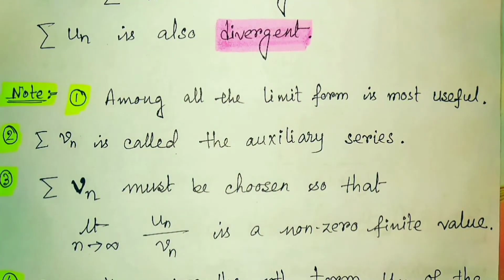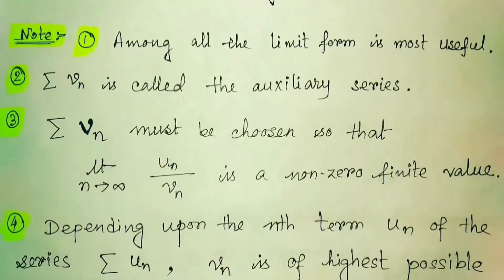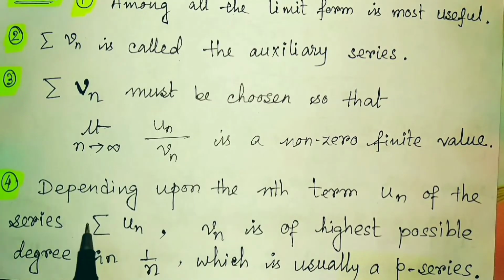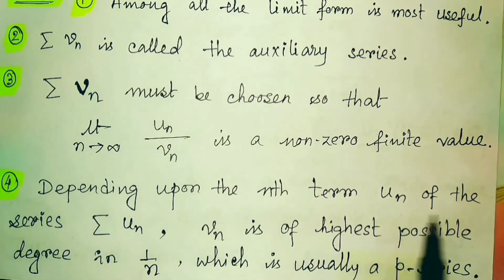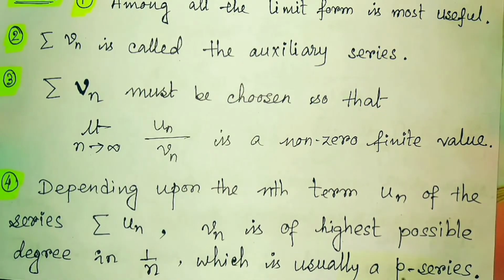First of all, we will discuss here four different forms for the comparison test. Among all these, the limit form is the most useful. Second, Σ Vn is called the auxiliary series. Next, Σ Vn must be chosen so that the limit as n tends to infinity of Un by Vn is a non-zero finite value. And the last thing, depending upon the nth term Un of the series Σ Un, Vn is of the highest possible degree in 1 by n, which is usually a P series.